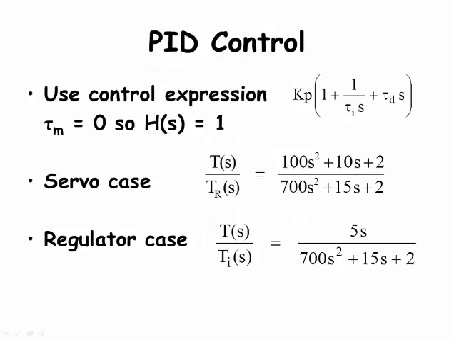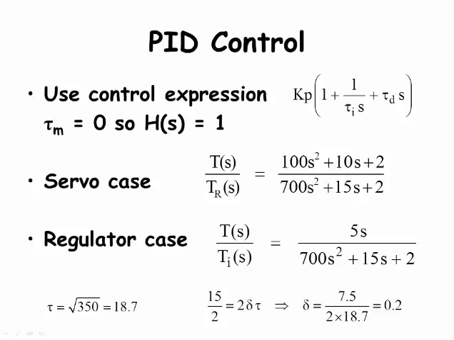So now if we use proportional plus integral plus derivative control, or PID control for short, we get the two transfer functions shown. The numerator of the servo case now has a second order term. The value for delta is equal to 0.2. More details are presented in the course packet.